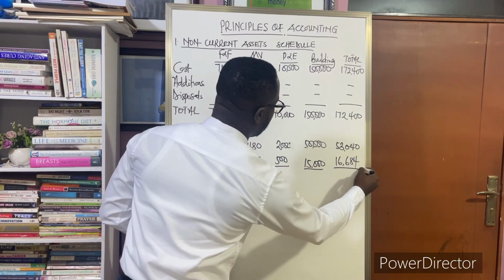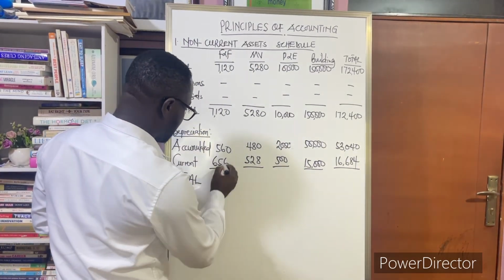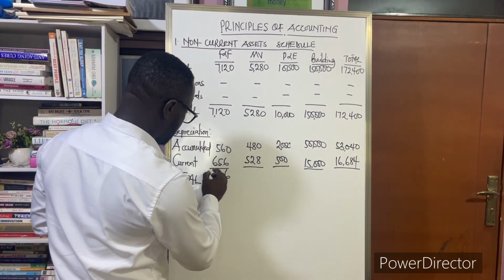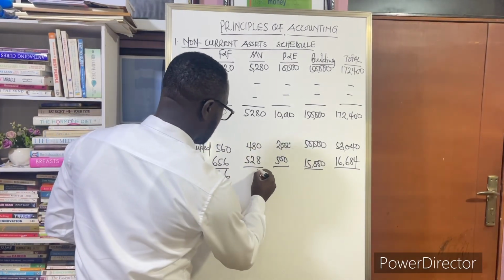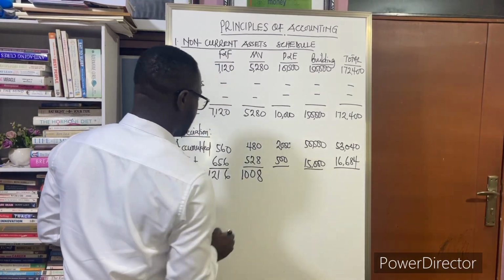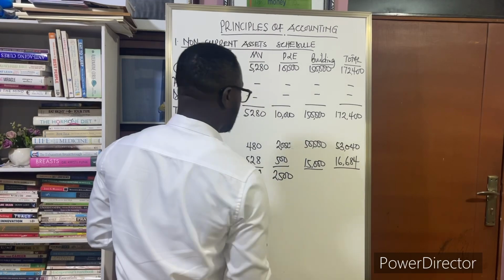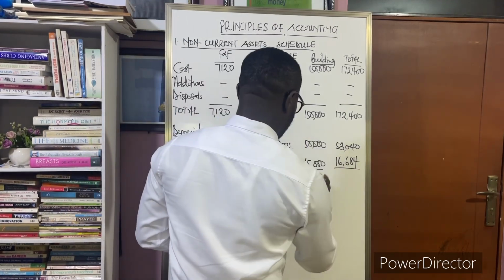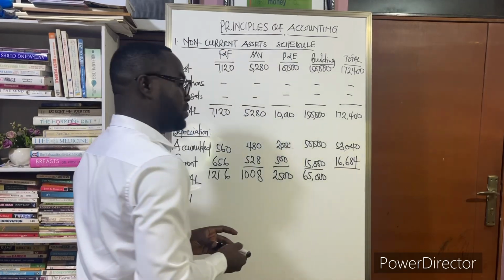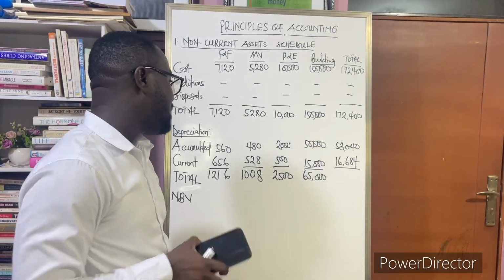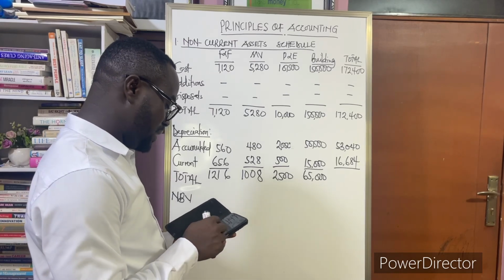So let's take our calculators. This one will be 6, 1, 12. This one will be 8, 0, 10. This one will be 2,500. You are adding, this one will be 65,000. So let's take the total depreciation by confirming it from our calculators.